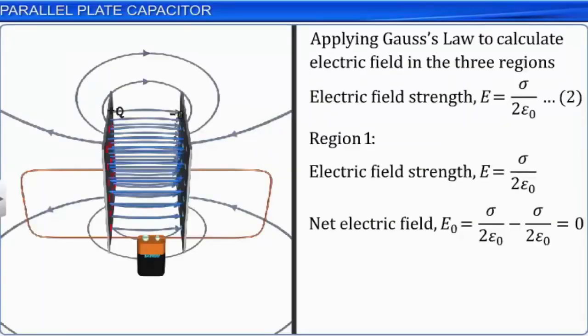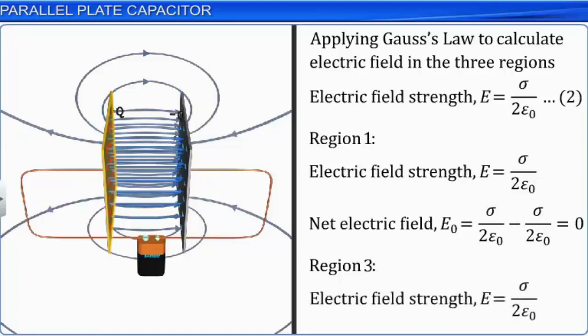Now let us look at region 3. In region 3, we see that due to the positive plate of the capacitor, the electric field strength E is equal to sigma by 2 epsilon naught, and directed away from the positive plate and towards the right. We see that due to the negative plate of the capacitor, the electric field strength E is also equal to sigma by 2 epsilon naught, and directed towards the negative plate and towards the left.